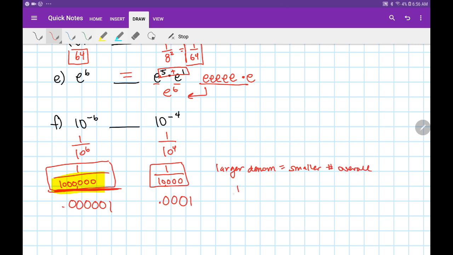It's like if I said, would you rather have a half of a pizza or 1 out of 10? I would much rather have half, because 1 out of 10 is just a really small piece. So the larger the denominator, then the smaller the piece. So in this case, since on the left side my denominator is so much larger, that means it is a smaller number.